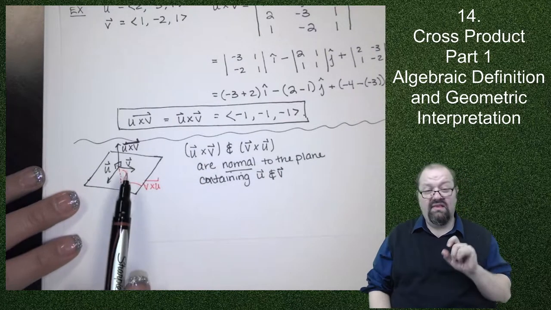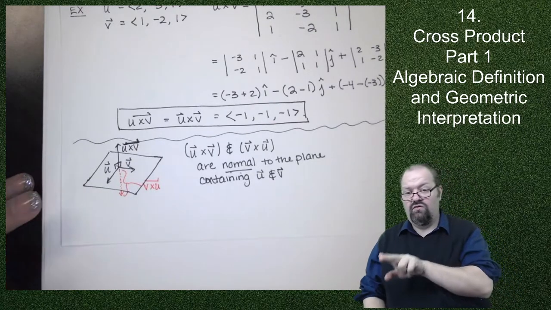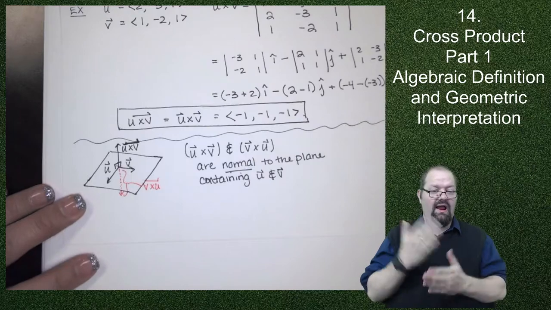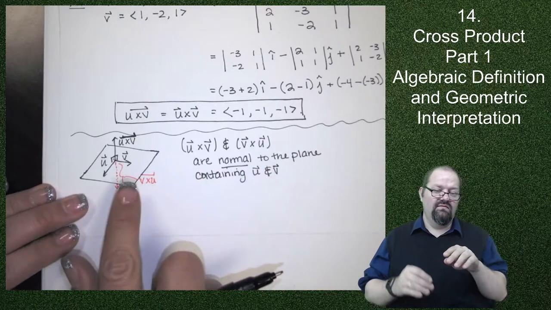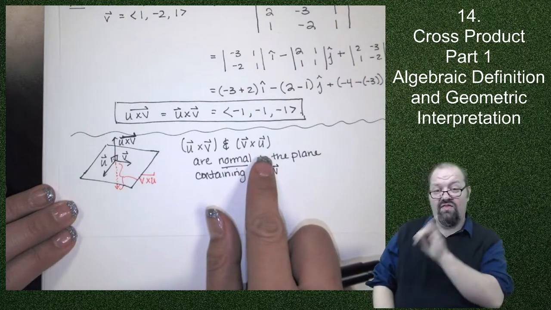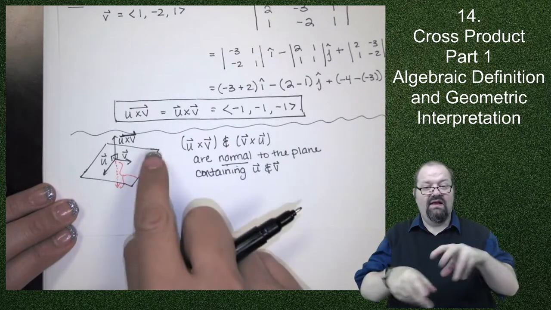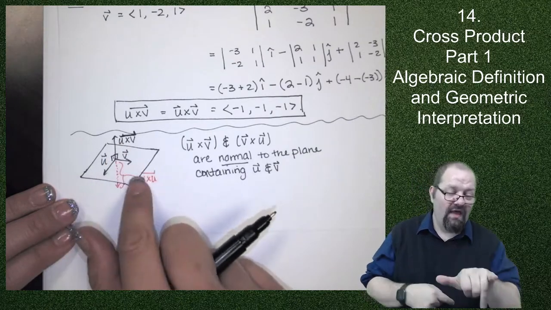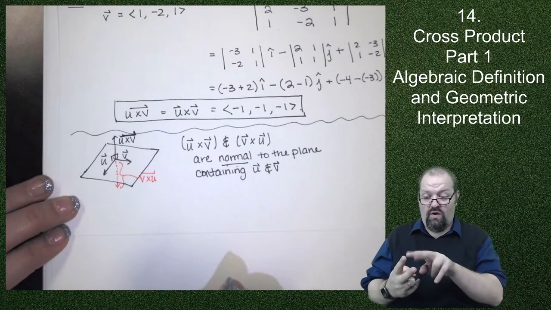So if you're wondering, how did I know that u cross v went this way and v cross u went that way? I knew because of something called the right-hand rule. So let's talk about the right-hand rule, and then we're going to come back to these two vectors, u cross v and v cross u. But here's the most important geometric interpretation. These are both perpendicular to the plane that contains u and v. So if I want a vector that's perpendicular to that plane or normal to that plane, we say that vectors are normal to surfaces like planes, then one of these guys will suffice. That's exactly what I want.